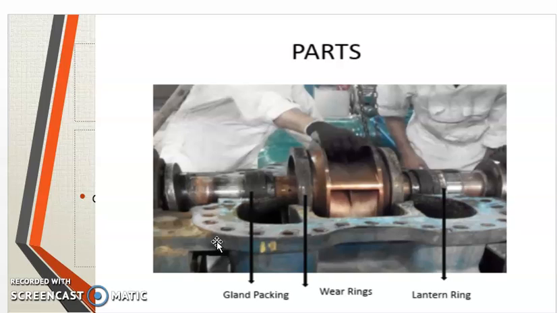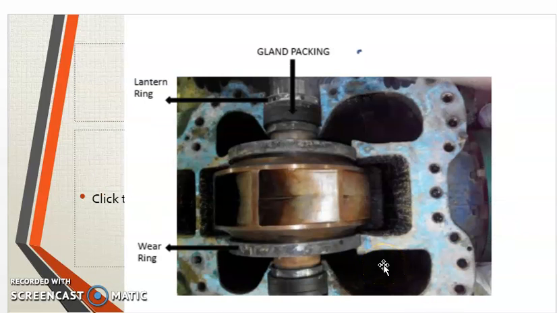Another picture which clearly shows, here are the wear rings. These are the wear rings. This is the gland packing. This is the lantern ring. This is a clearer picture you can see from the top side.